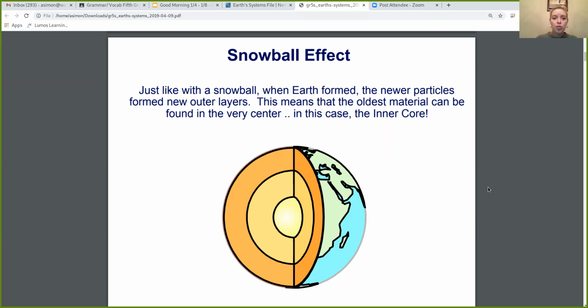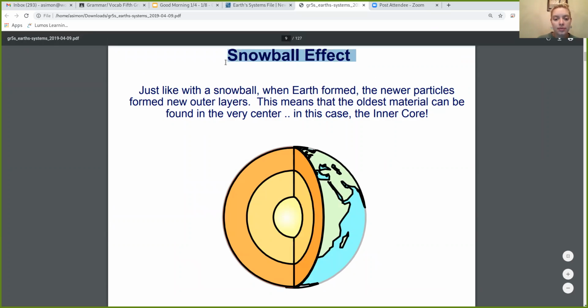So the new particles formed new outer layers. That means the oldest material, the oldest amount of Earth, is found in the very center, and it's called the inner core. So go ahead and add this into your notes, please. Snowball effect.